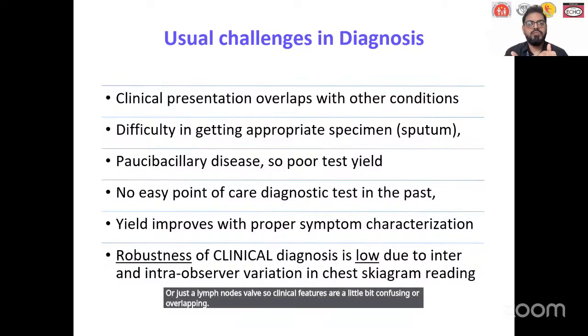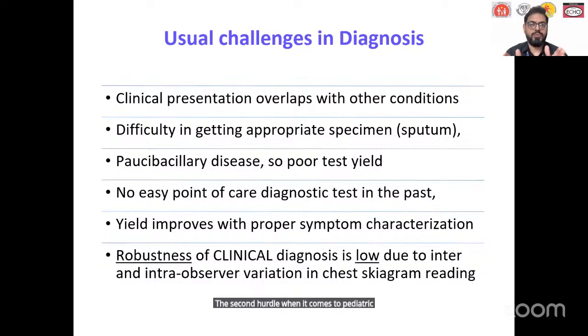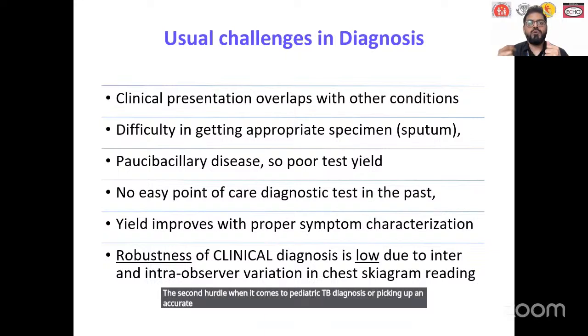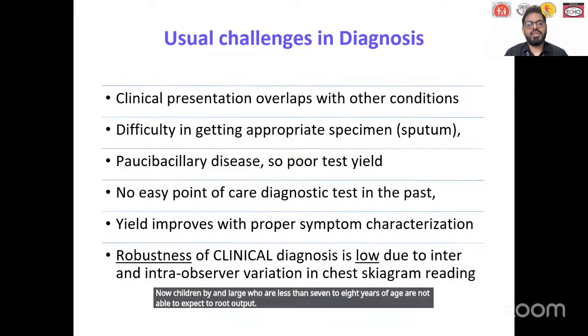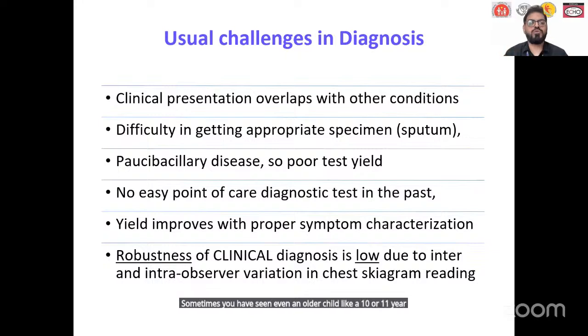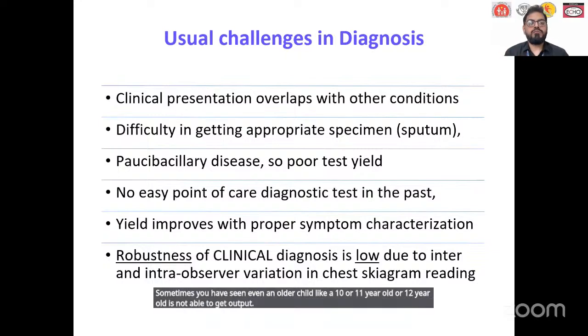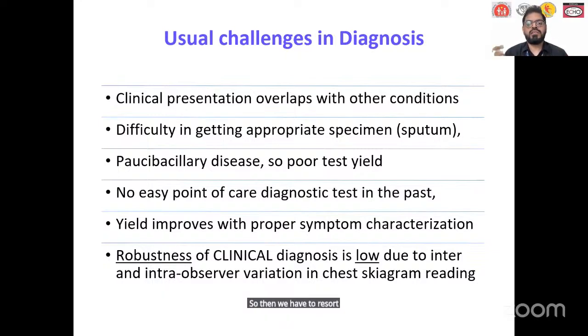The second hurdle when it comes to pediatric TB diagnosis, or picking up an accurate diagnosis, is how do we get the sample? Now, imagine an adult patient with pulmonary TB. He is easily able to cough out sputum and we send it for our microbiological test, CBNAAT or smear or culture, whatever. Children by and large who are less than 7 to 8 years of age are not able to expectorate sputum. Sometimes even an older child, 10, 11 or 12 years old, is not able to bring out sputum. So then we have to resort to a semi-invasive method like a gastric aspirate.